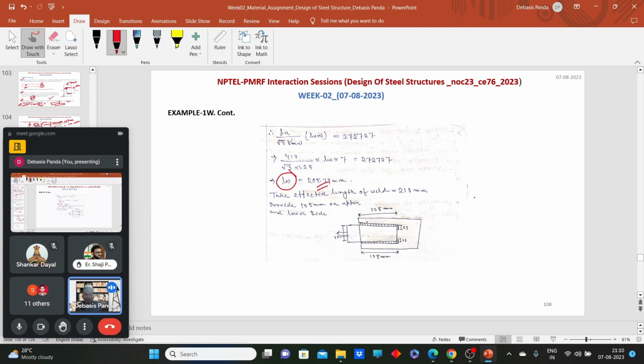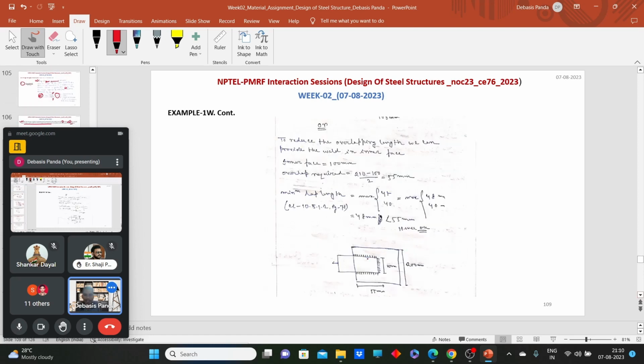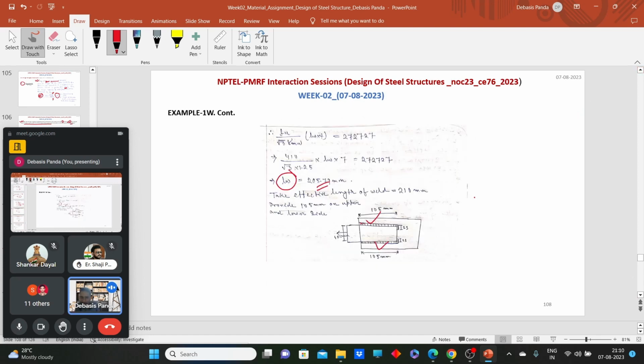Either we can provide it on these two sides, or we can provide it on this side. So these options are in our hand. First, let's try to provide it on these two sides. So what do we need to do? We have an effective length of 205. For the safer side, I have considered a more effective length, say 210. So we need to provide it on these two sides.